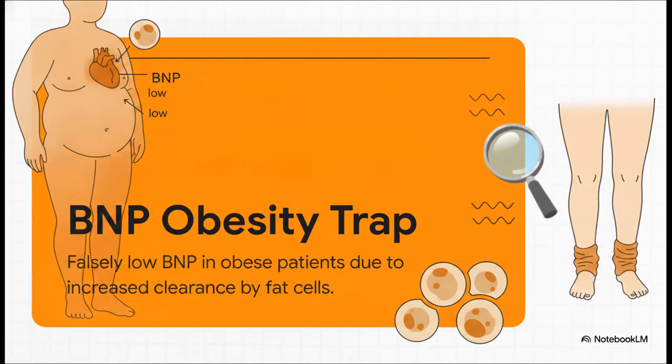Now, speaking of diagnosing this stuff, I really want to warn you about a classic clinical trap. We all know BNP is a fantastic marker for heart failure, right? Well, beware the BNP obesity trap. BNP can actually be falsely low in patients with obesity because the hormone is cleared out faster by fat cells. So if you've got an obese patient sitting in front of you with dyspnea and swollen legs, but their BNP comes back just below the diagnostic threshold, do not let that completely rule out heart failure in your mind.